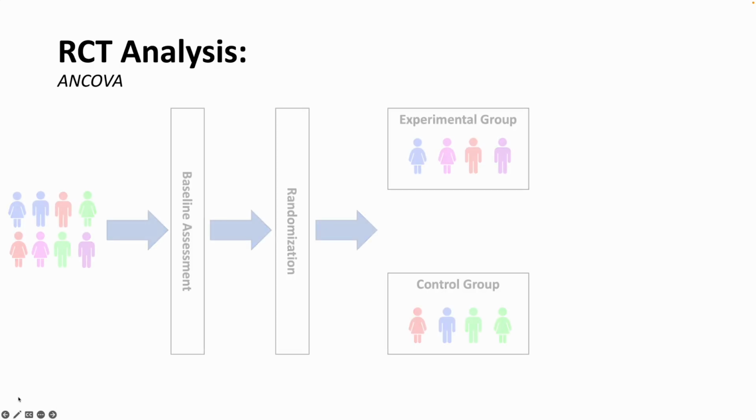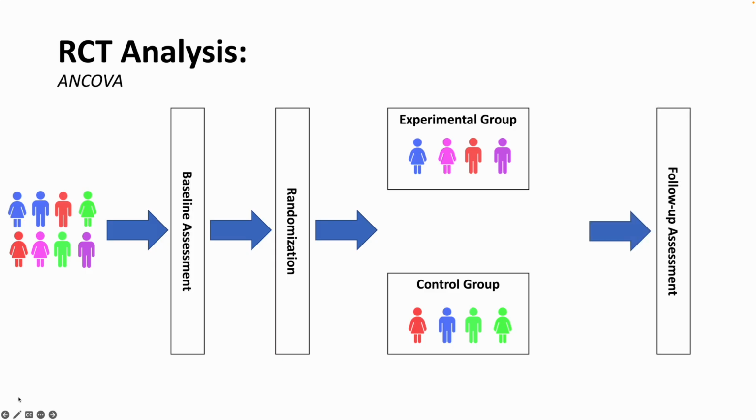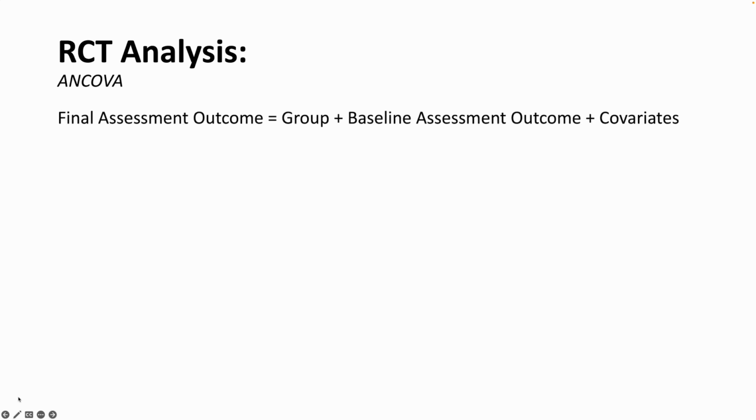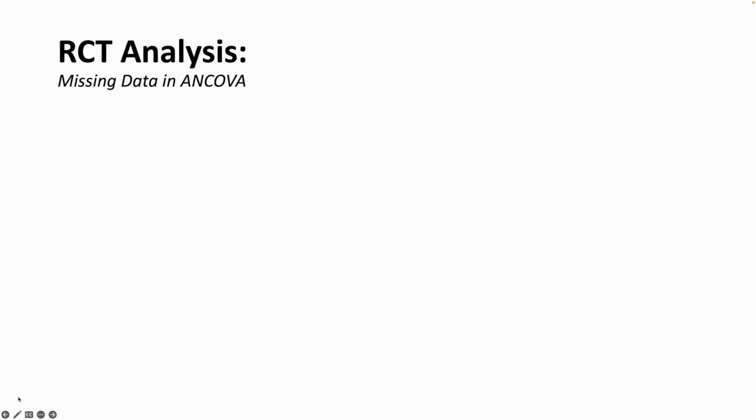Okay, so in terms of our RCT analyses that we can do, the classic example is the ANCOVA. So in an ANCOVA, we have a baseline assessment, we randomize groups to experiment or control, and then we follow up in a single assessment following the end of the intervention. Now, the ANCOVA is essentially asking whether at final assessment, do the groups vary after controlling for baseline? And so broadly speaking, within our example that we've made thus far, what we are looking at is whether muscle strength at final is different between groups after controlling for muscle strength at baseline and our covariates.